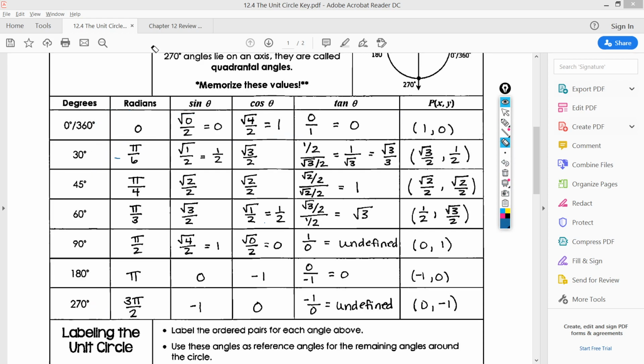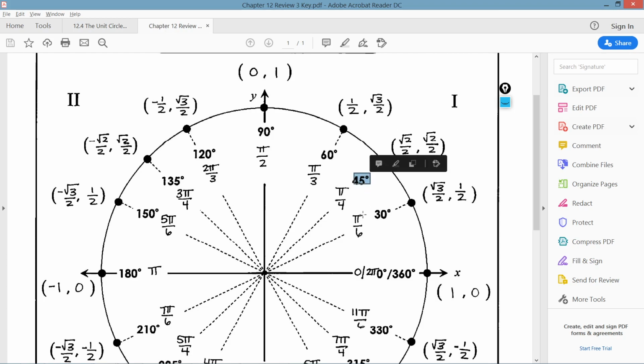You'll notice this circle lists the degrees and it lists the radians. So 45 degrees is the same thing as pi over 4, 60 degrees is the same thing as pi over 3, 90 degrees is the same thing as pi over 2, 120 is the same thing as 2 pi over 3, and so on and so forth.